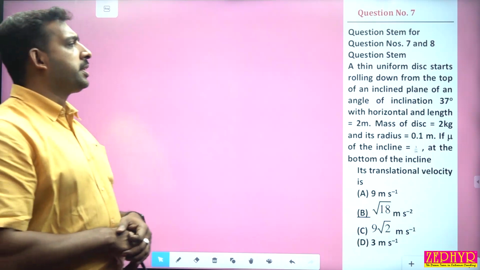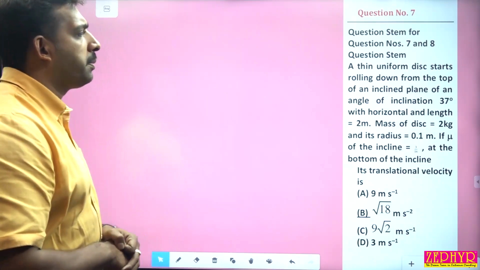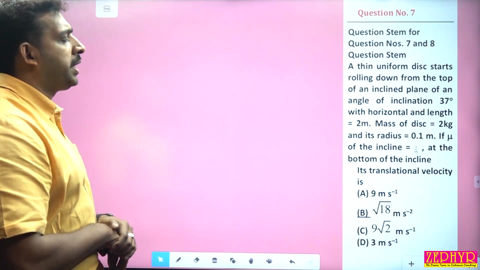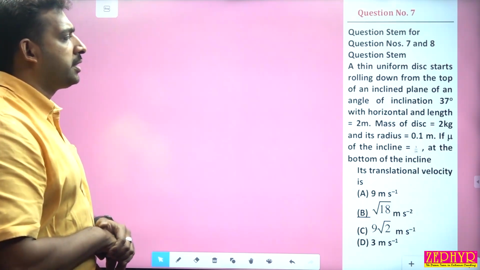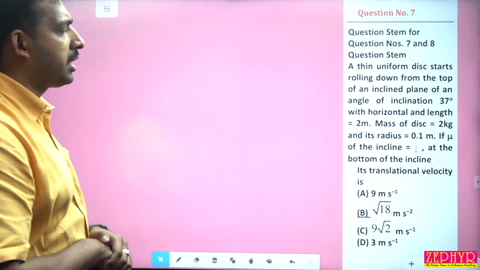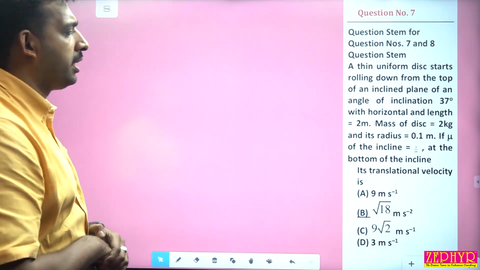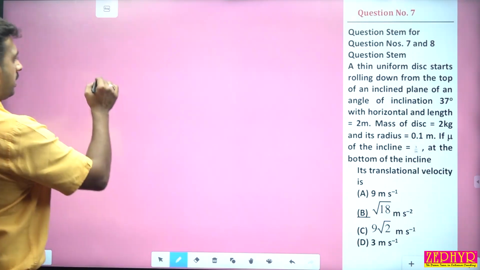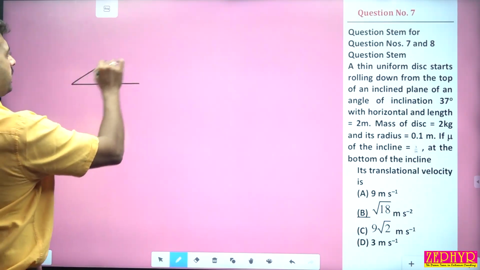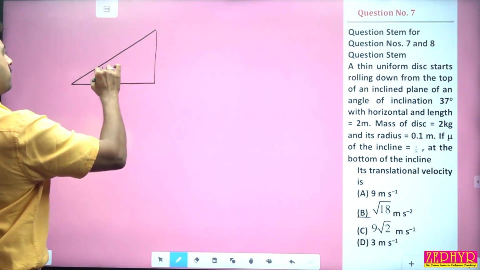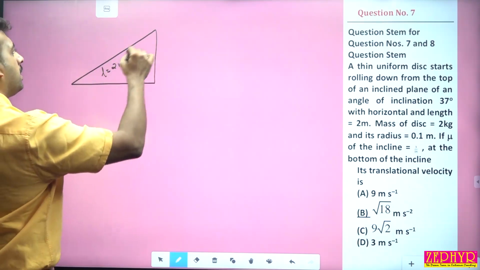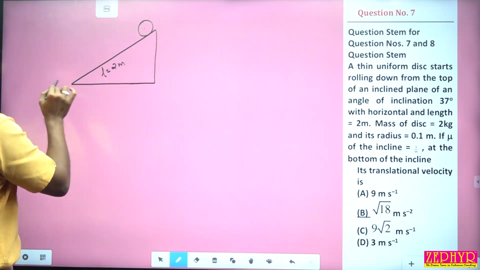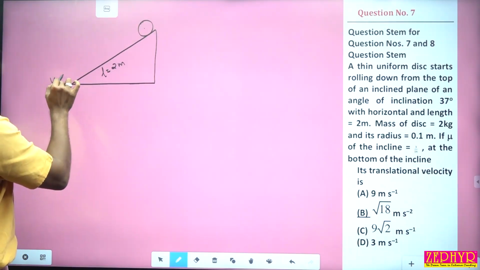Question number 7. A thin uniform disc starts rolling down from the top of an inclined plane of angle of inclination 37 degrees with the horizontal and length 2 meters. Mass of the disc is 2 kg and its radius is 0.1 meter. If mu of the incline is 3 by 16, at the bottom of the incline its translation velocity will be equal to. So the inclined plane is having a length of 2 meters. The disc is rolling down from that, so you're supposed to find out the velocity at the bottom.